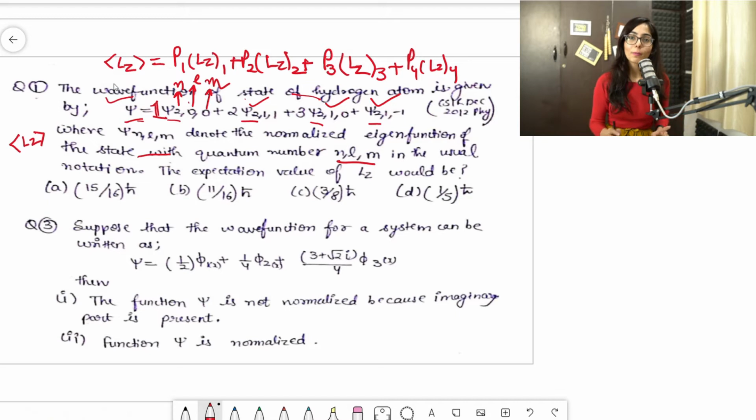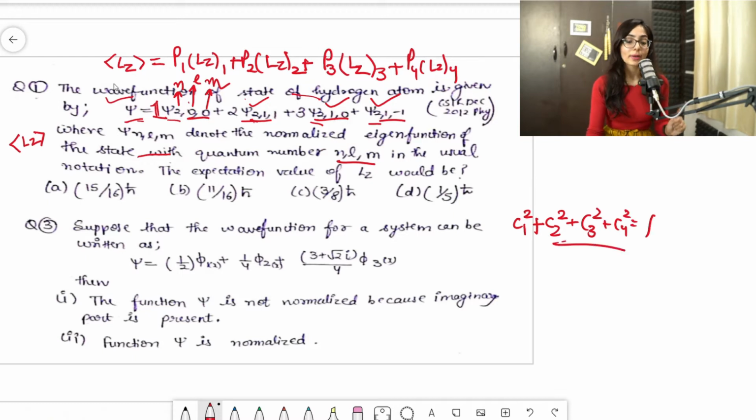But before proceeding, I told you one thing, that you need to check whether C1 square plus, how many states are there? So 4 states, 1 2 3 4, 4 states are there. So you will write C1 square plus C2 square plus C3 square plus C4 square. So it should be equal to 1. Clear? So then only you can proceed to this value. Clear? So that is my main agenda.